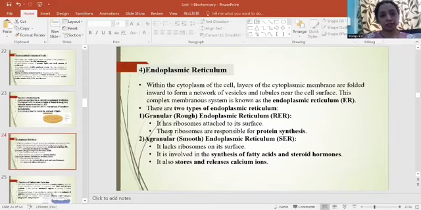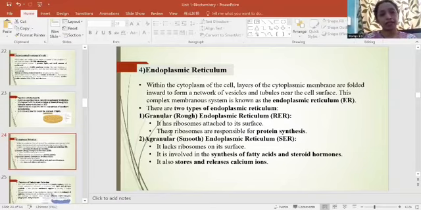Next one is endoplasmic reticulum. Within the cytoplasm of the cell, layers of the cytoplasmic membrane are folded inwardly to form a network of vesicles and tubules near the cell surface. It is called the endoplasmic reticulum. There are two different types of endoplasmic reticulum. That is the granular endoplasmic reticulum. It has ribosomes attached to its surface. These ribosomes are responsible for your protein synthesis.